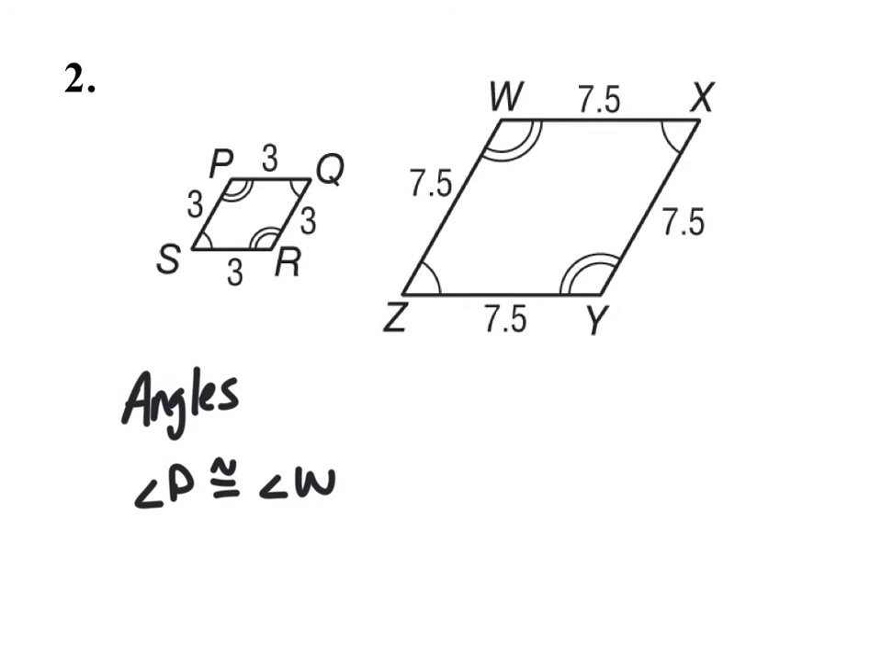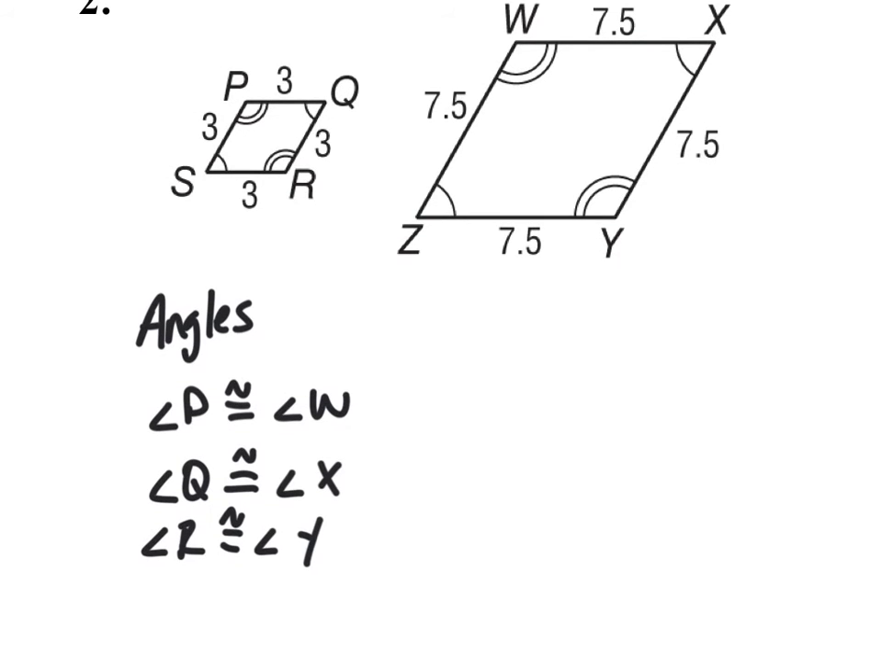The next one I would say is angle Q is congruent to angle X. I know that angle R is congruent to angle Y, and then I know that angle S is congruent to angle Z. So I know that all my corresponding angles are congruent. Now let's talk about the sides being proportional. So let me write proportional sides.